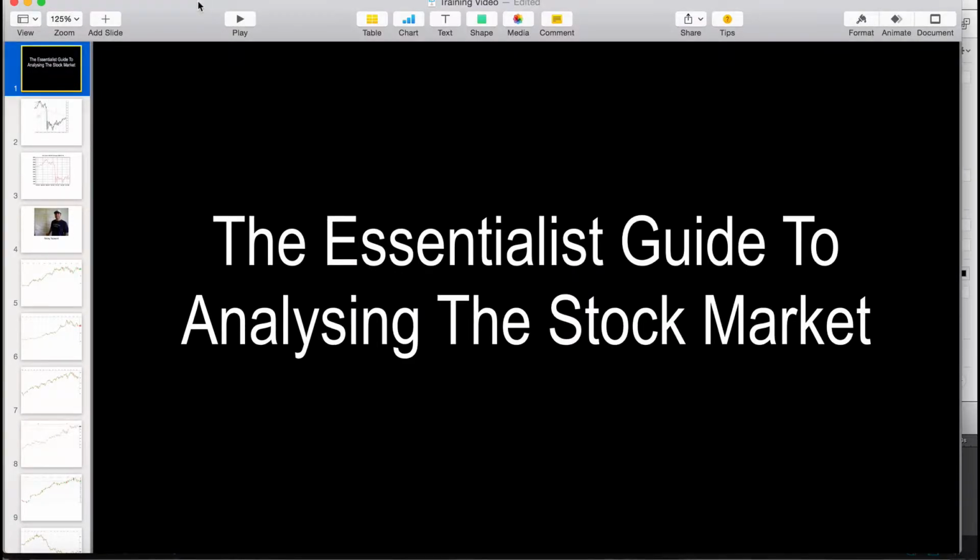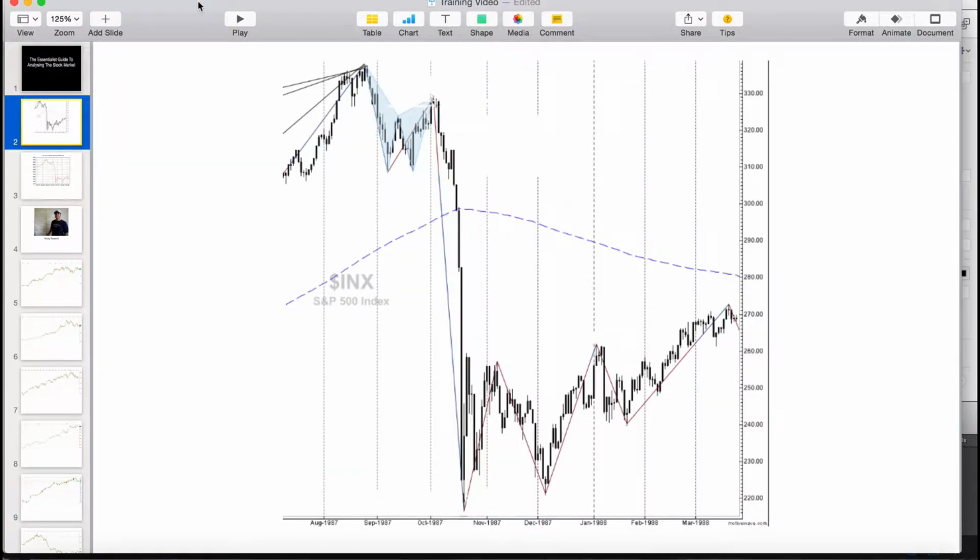So as I said, I call this the Essentialist Guide to Analyzing the Stock Market. And what I've tried to do since getting caught in the 1987 stock market crash is cut everything down to its core essentials and focus on the price action. Now this is a chart of the 1987 stock market crash.